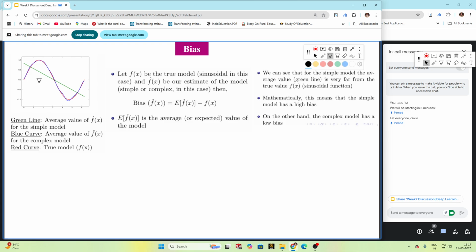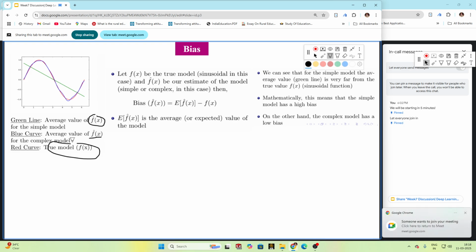So again, this is our curve. In this curve, the red line is the true function, simply f(x), and the green line is the predicted f(x) for a simpler model, that is why it is a straight line. And the blue curve is the average value of the predicted model for the complex model, not the simple model. Again, there are three curves here. The red curve is the true f(x), the true relation.